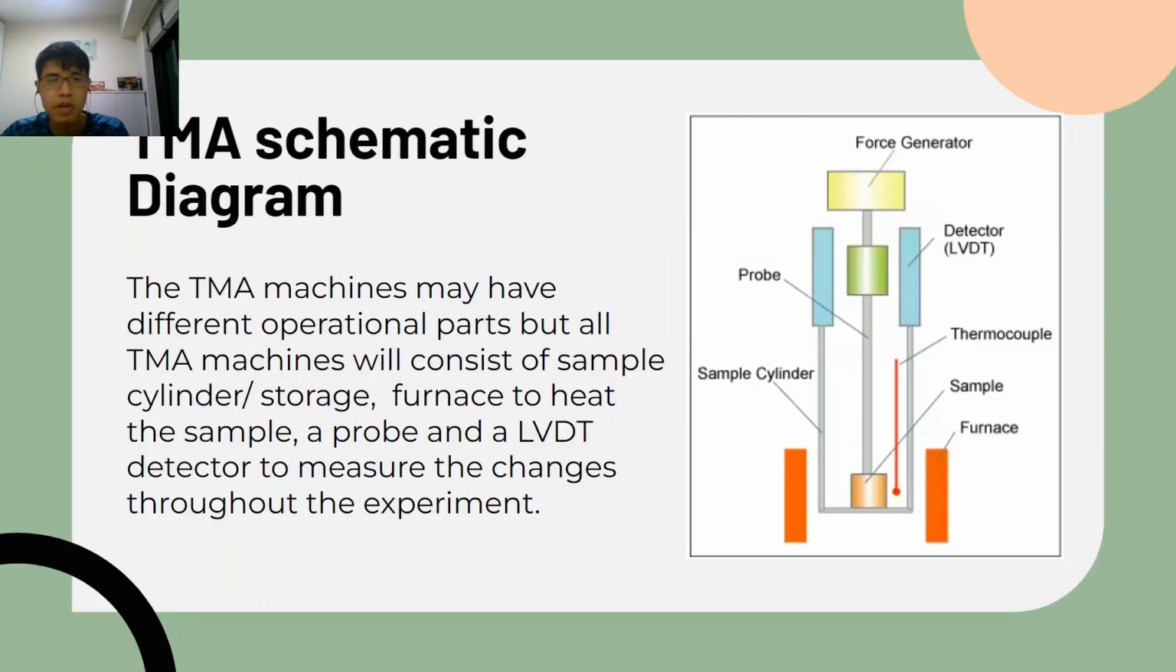So over here we have a schematic diagram of the TMA. The key components of the TMA include the furnace, which provides the independent variable, and the force generator, which provides the dependent variable for the analysis, and also the LVDT detector, which provides a signal whenever there is a displacement in the sample, and also the probe, which generates a different kind of force depending on the probe.